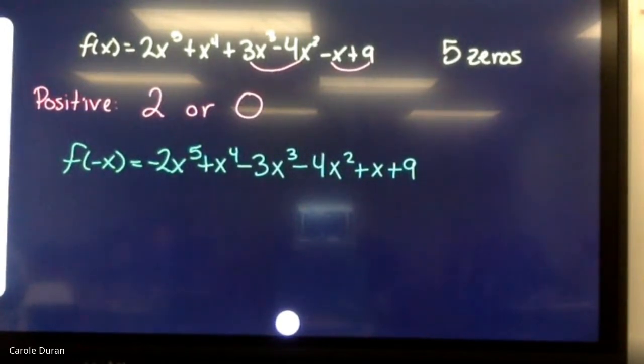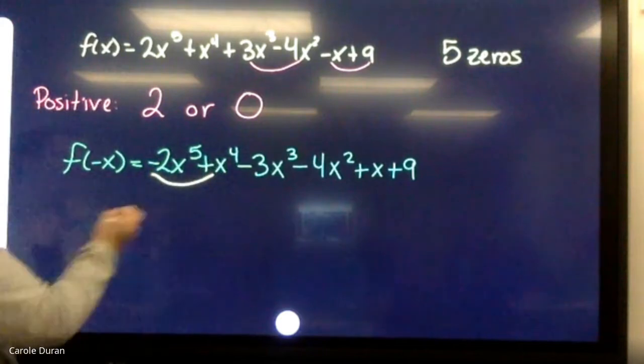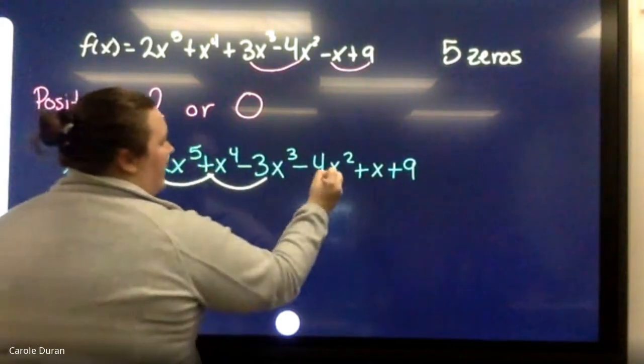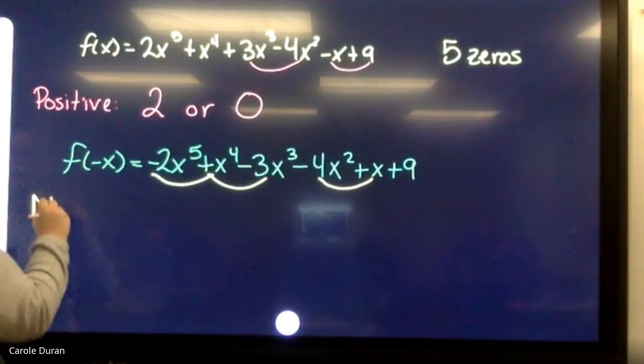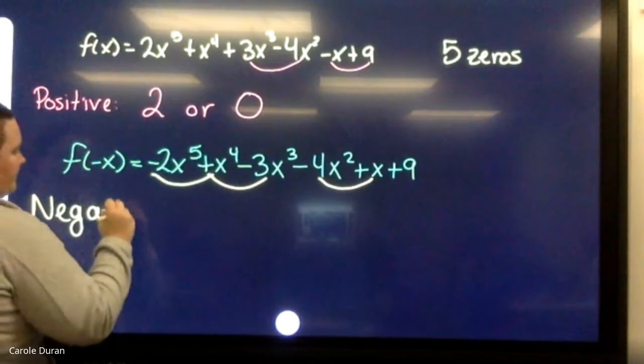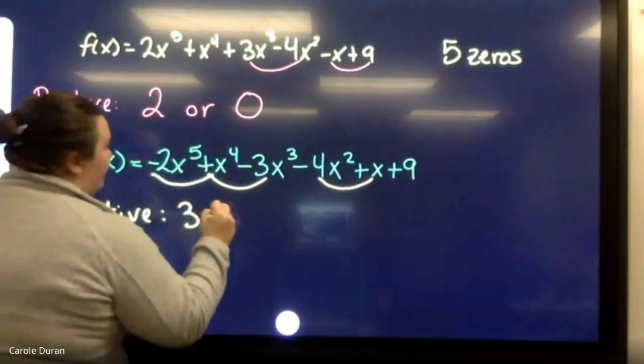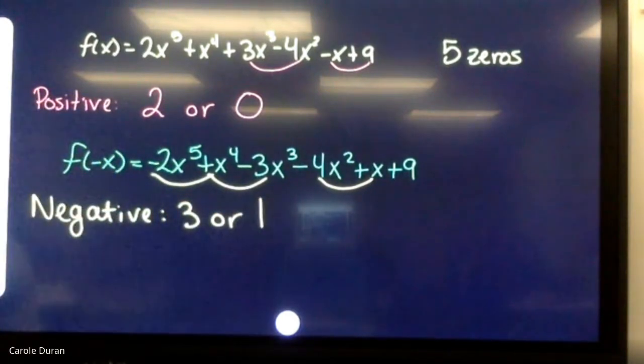So now what do we do? Count my sign changes. Negative to positive, positive to negative, negative to positive. So I have 3, correct? Everybody else get 3. Which means I have how many possible negative roots? 3 or 1. So now I'm already ready for my table.